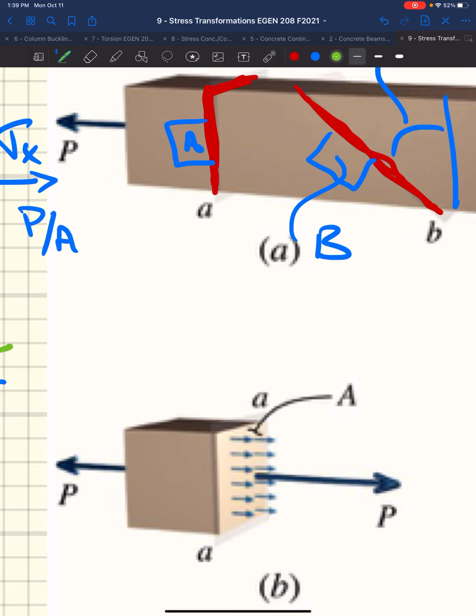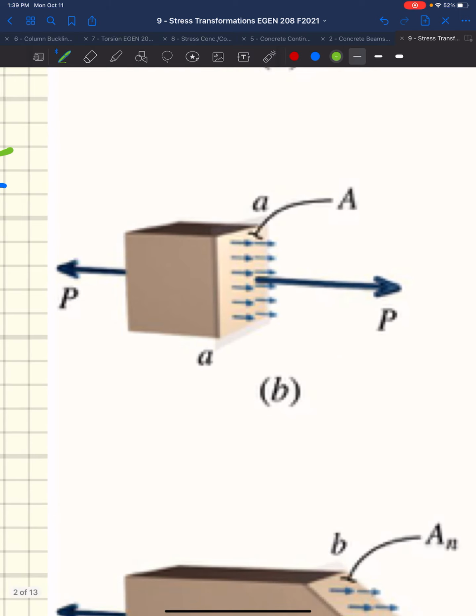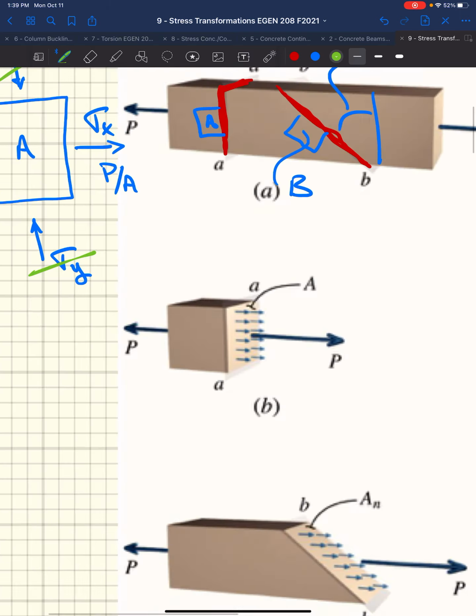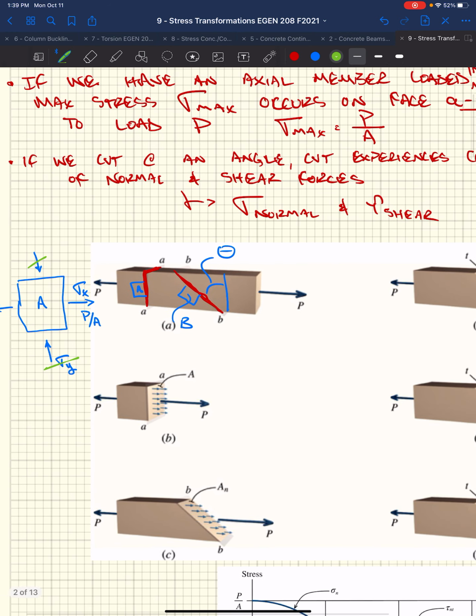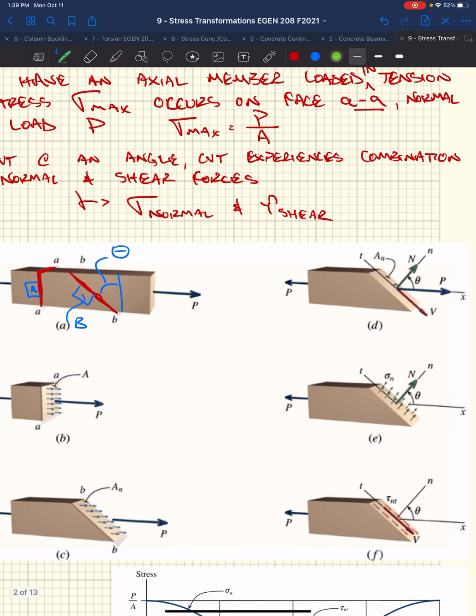Stress looks something like this. It's just normal, outward normal from the face of that cut. No stress is perpendicular to that. But we realized that as we cut this, we needed to maintain equilibrium. So in order to maintain equilibrium, overall, the resultants of our normal and shear forces on this surface had to equal P. So we ended up getting normal and shear forces.